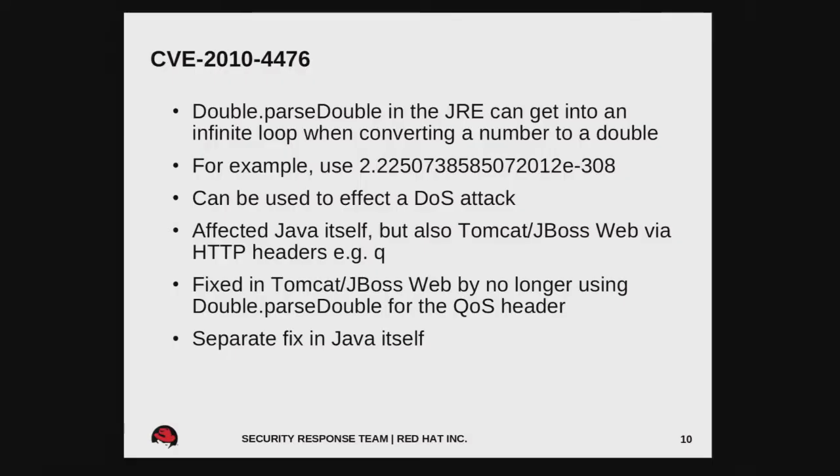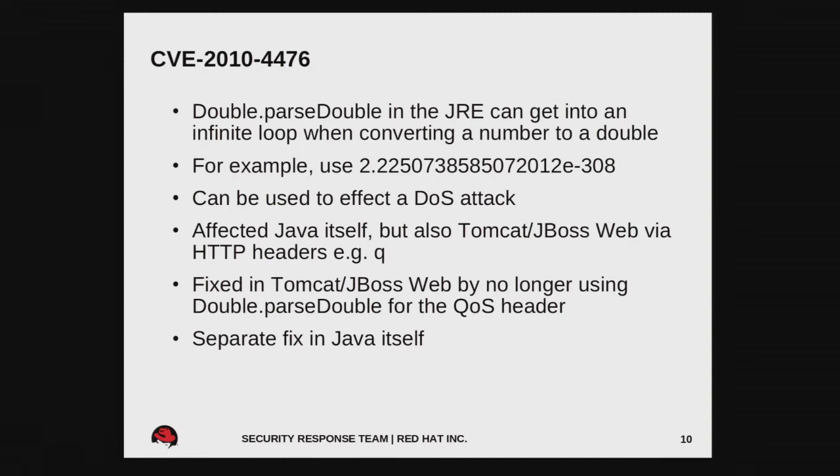This was another, these are all relatively serious ones that I'm going through here. This was another, I think this one was actually rated as critical, from 2010. And this was not a JBoss specific bug, really, but it had sort of impacts for JBoss. And this was the Double.parseDouble in the JRE. Apparently there were certain numbers, certain floating point numbers, that when you tried to convert them to a double, it would get into an infinite loop. Something that I don't completely understand about how parseDouble in the JRE works.